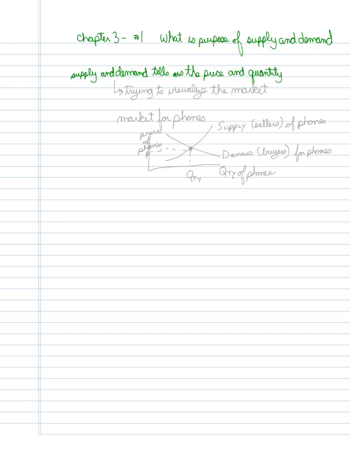So what we're doing is we are trying to, in essence, visualize the market. And these are markets that exist for single solitary goods. So let's take the market for phones as an example.